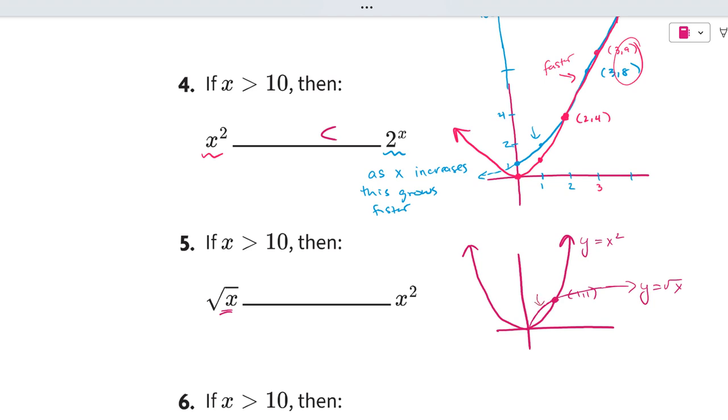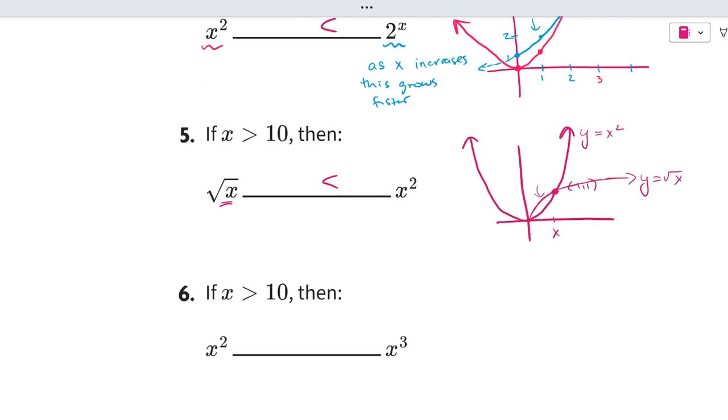So it is that y equals the square root of x is faster until 1, but anything after that x value of 1, our x squared graph is going to produce much greater values. Okay, so again, x is greater than 10. We have x squared and x cubed. X cubed is going to grow substantially faster than x squared, so that's going to be the larger value.